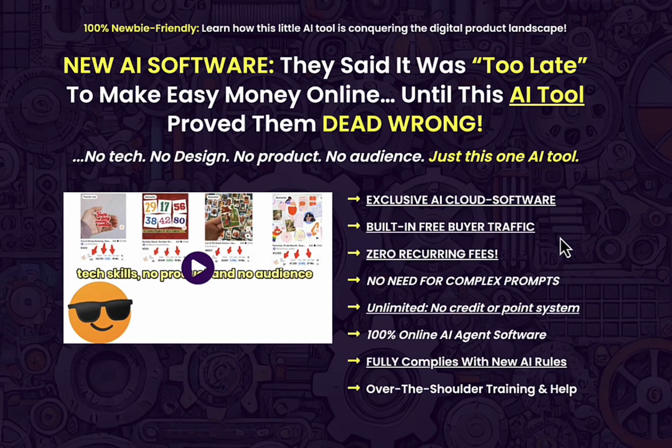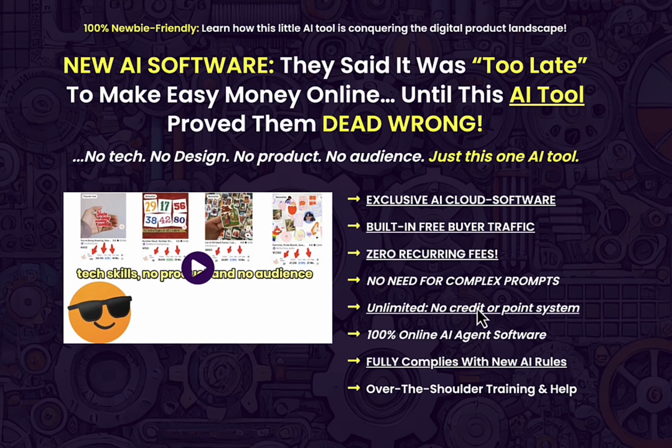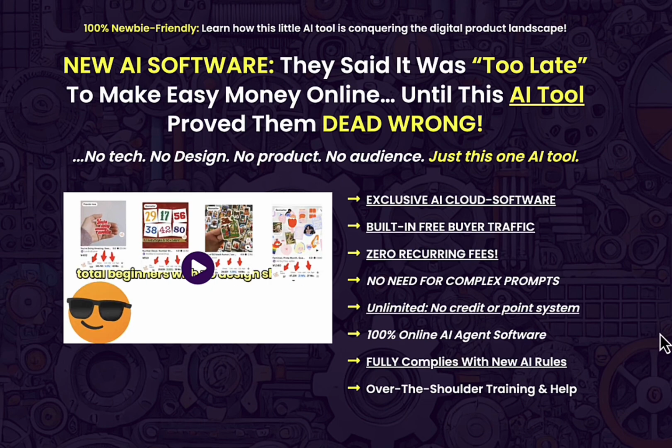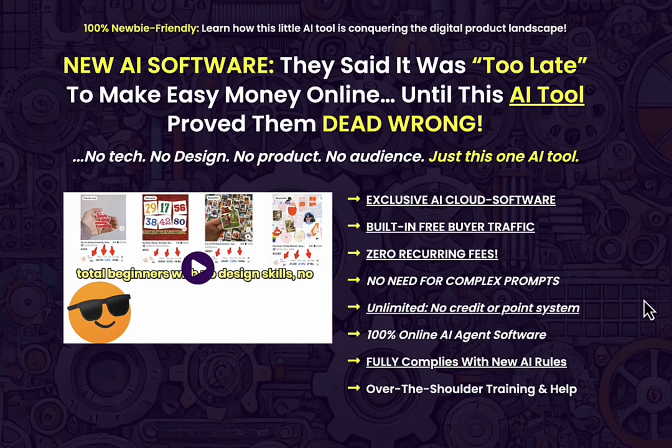Now, the great thing about this is there's no recurring fees. It's a 100% online AI agent software, nothing to install on your computer. And the really cool thing is unlimited credits, no credit or point system for this. It's unlimited. So that is amazing right there. Stick around to the end because I have a cool bonus for you that you can do on your own.